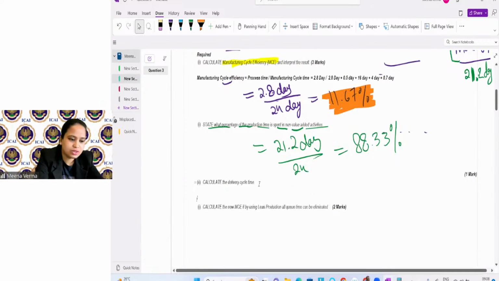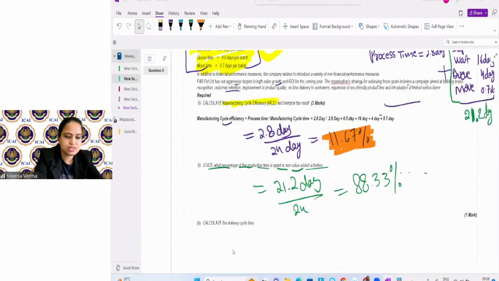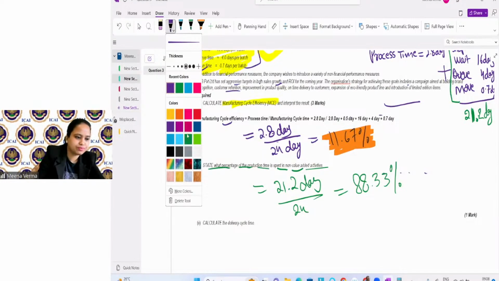Next is, calculate the delivery cycle time. So they're asking you to find out delivery cycle time. Who will tell me the meaning of delivery cycle time? What is delivery cycle time? Yes. Delivery cycle time: total time they are taking to deliver the product. If you want, you can write it somewhere. Please write it somewhere.